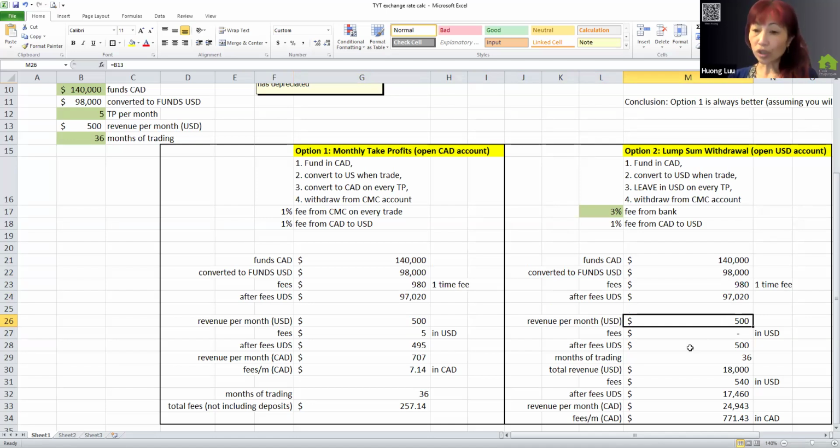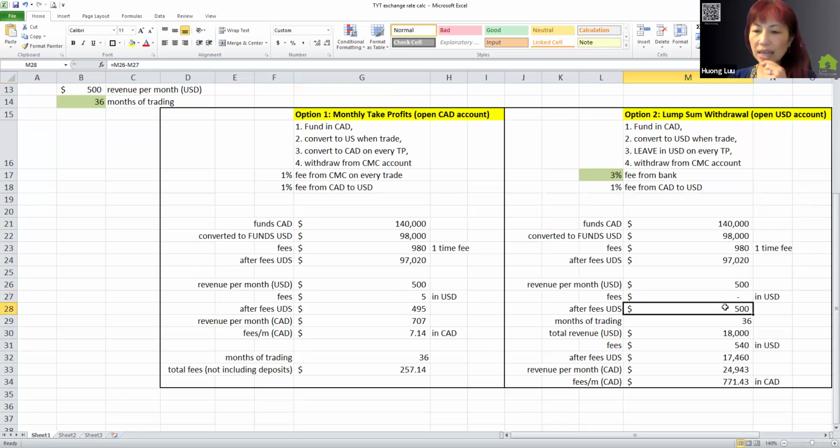Now, this is where it starts to change, because now we're not paying a fee on every take profit. We're just leaving it in there in US and we don't touch that for potentially 3 years. So what does that number look like? Let's just say the fees after the US is still 500 because we haven't touched it. After 3 years, our total revenue is going to be $18,000, 1-8. This is because we're assuming we're only doing 5 take profits every month for 3 years.